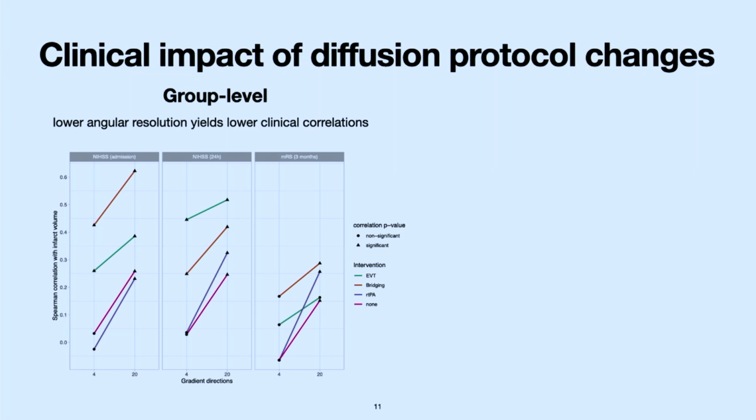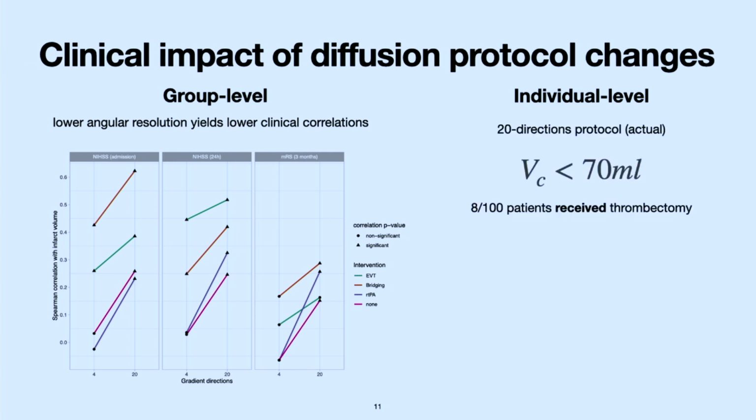So this is already deeply concerning for, I think, multicentric studies, for example. But what does it change at the individual patient level? So here, again, we discussed internally, and if you apply these guidelines that I showed you before, what happens is this. If you have the 20-direction protocol, out of 100 patients that had thrombectomy, you have 8 that had an infarct core below this volume.